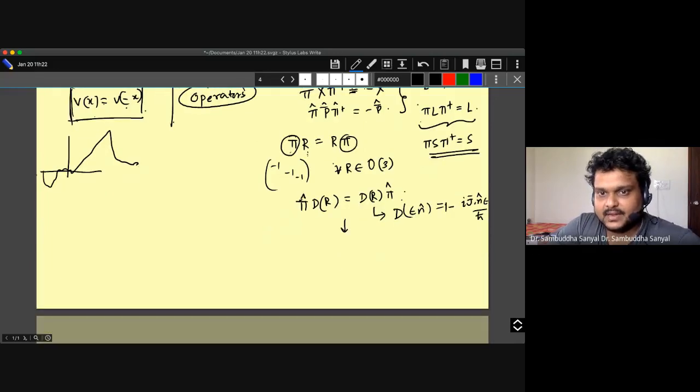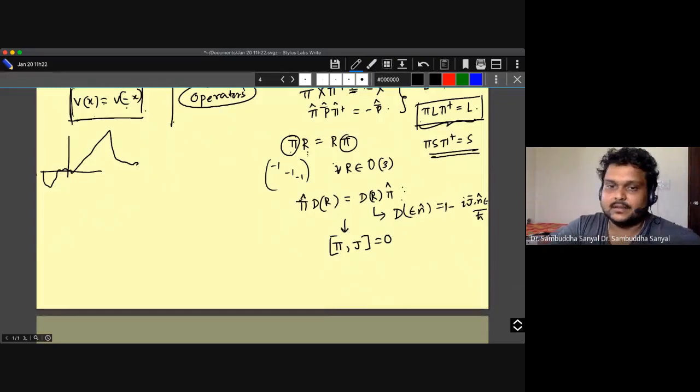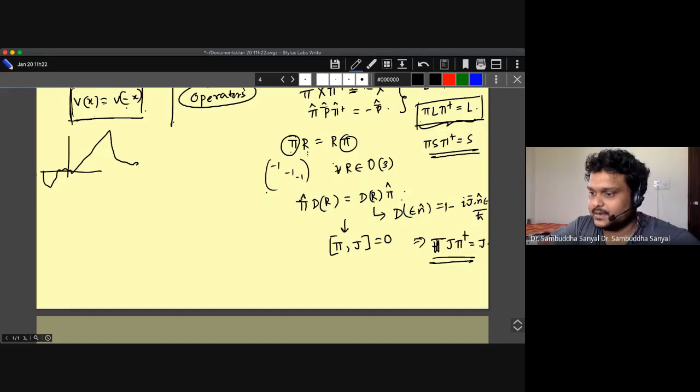So this immediately implies that pi and J must commute. That is the simple way to see this, which we inferred anyway because x and p both are odd, so L must be even. And we can see that a little more formally. So pi J pi dagger must be equal to J. This is equivalent to saying pi J pi dagger is equal to J, where J or L or any such angular momentum type generator.